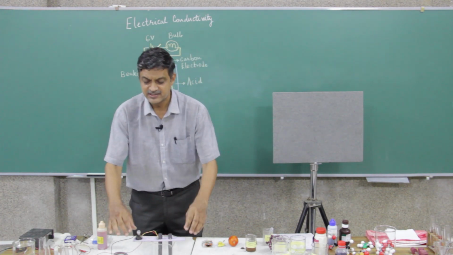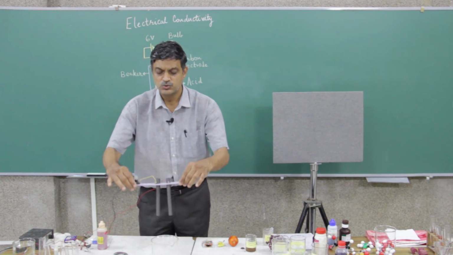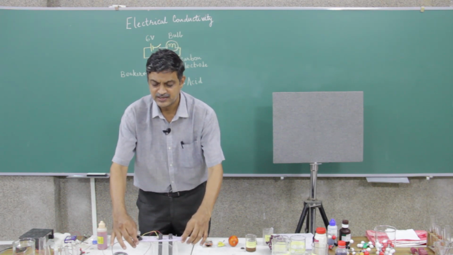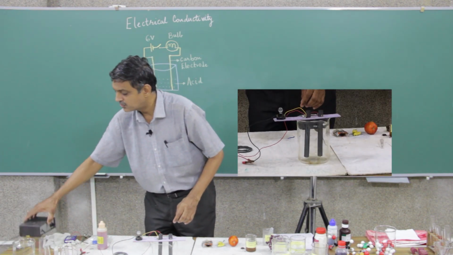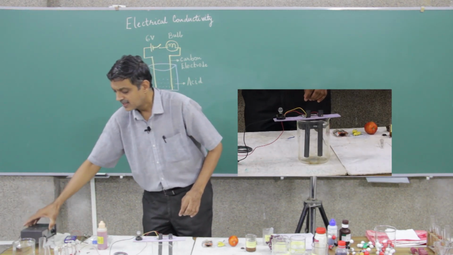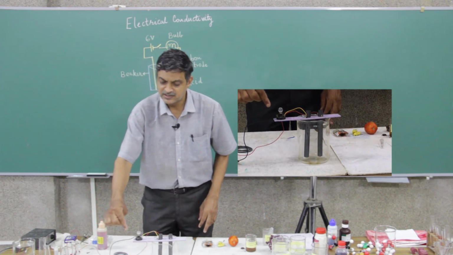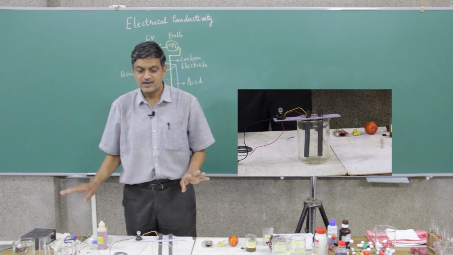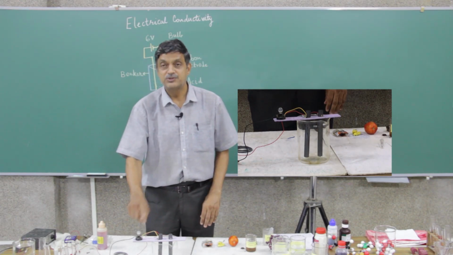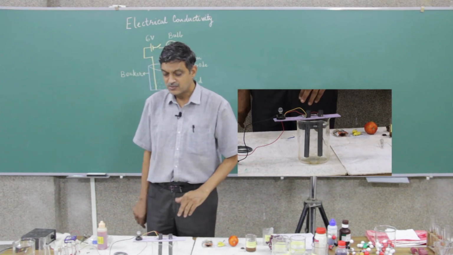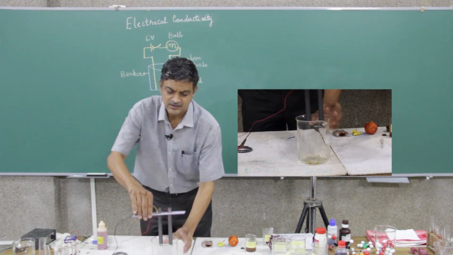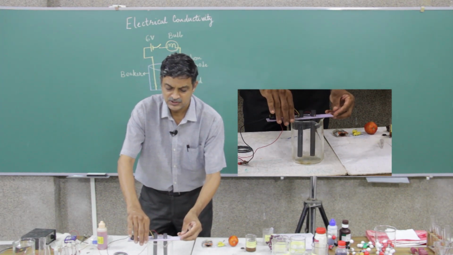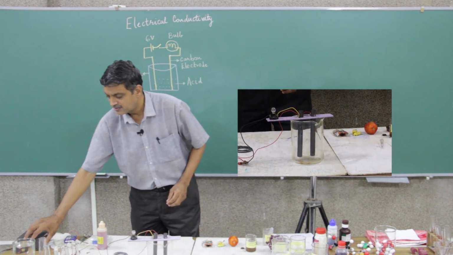So, let me explain the electric circuit first. We have two carbon electrodes here, and these two carbon electrodes are connected through a power source, a 6 volt DC supply, and in turn the circuit is completed through a bulb. If everything works well and if the circuit is completed, the bulb should glow. Now with nothing in this beaker, we have these two electrodes and I switch on the power supply.